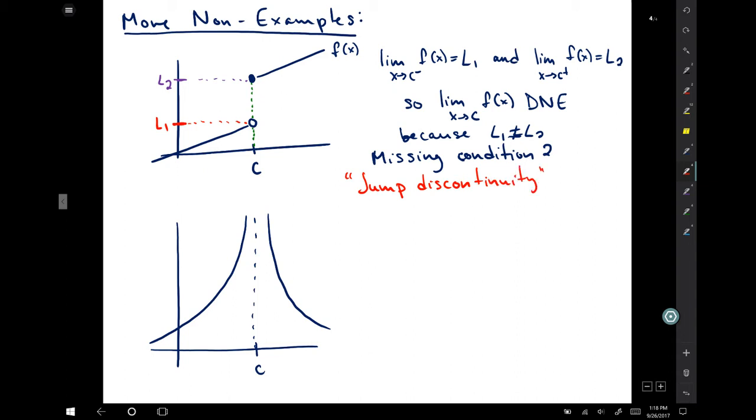The last kind of discontinuity that's pictured here in this bottom picture, so again, if I have this function f of x, we can look at the value of the function at c, and you say, oh, that's not defined because it goes off to infinity. I can't actually plug in c. So f of c is undefined. In a function, this is what it would look like if you ended up dividing by 0. You'd have this vertical asymptote. So we're missing condition 1.